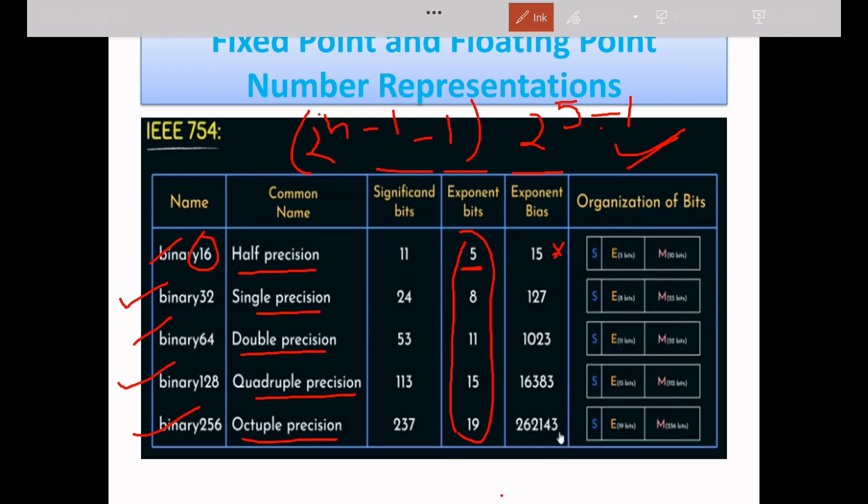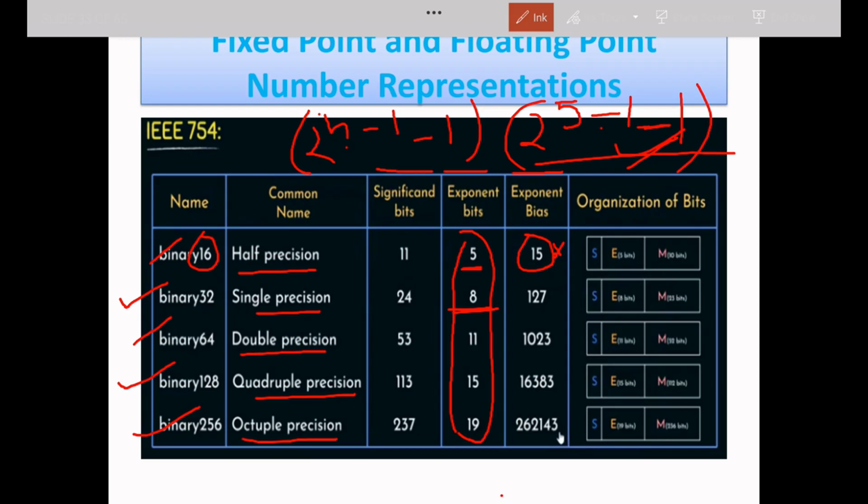Minus 1, minus 1. So now if you calculate 2 to the power 5 minus 1, that is 2 to the power 4, and 2 to the power 4 minus 1 is equal to 15. Very simple. Similarly for 8, now you write here n is equal to 8, 2 to the power 8 minus 1.